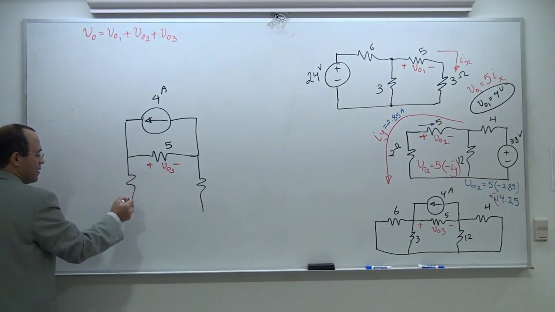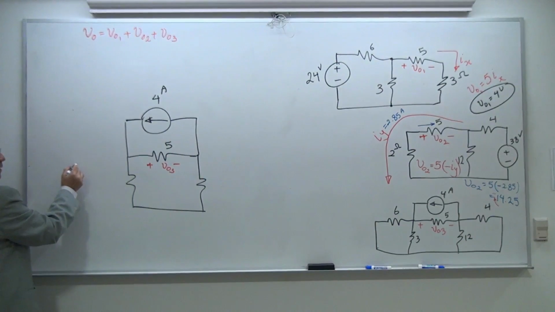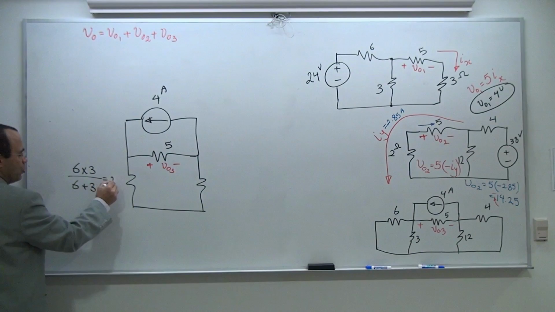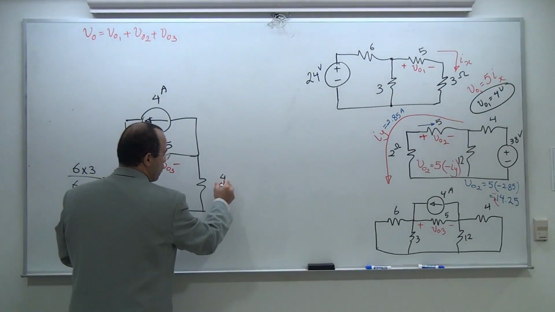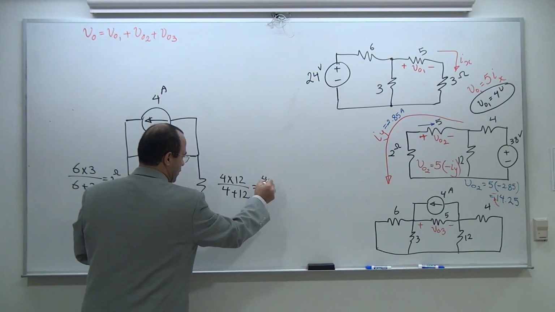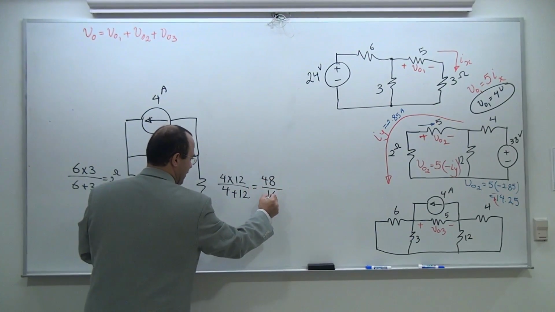And how much is this one? This one is 6 times 3 divided by 6 plus 3. It's going to be 2 ohm. This one is going to be 4 times 12 divided by 4 plus 12. That's going to be 48 divided by 16, 3 ohm.